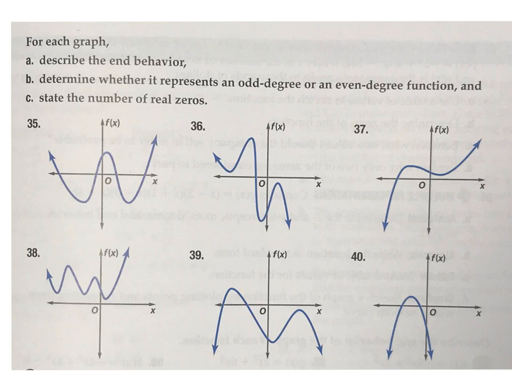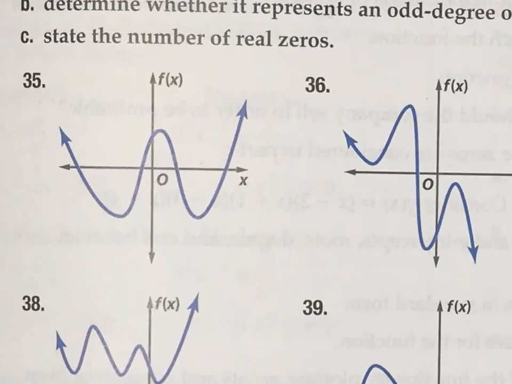And they want us to do 3 things with each of these graphs. They want you to describe the end behavior, and then also to determine whether it represents an odd function or an even degree function. Okay? And then state the number of real zeros. So let's do number 35 together.